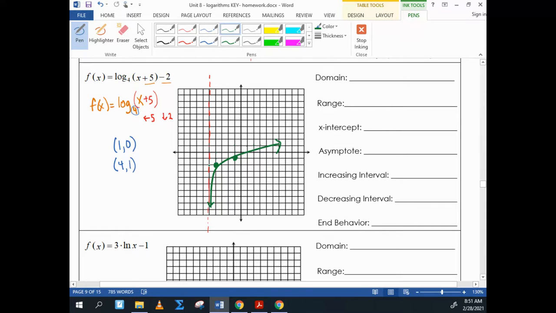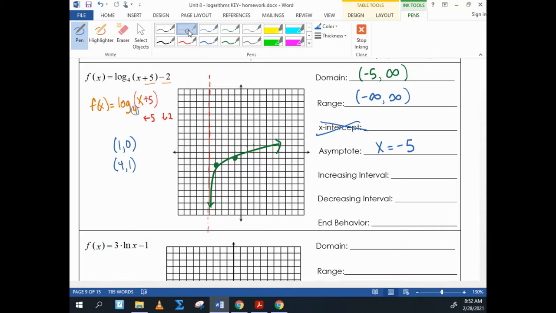All right, this time our domain switched again. Anytime you have a horizontal shift, domain is going to change. So this time the smallest x value I can get is negative 5. I just can't get anything to the left of negative 5, but it goes clear out to infinity there. Then my y values are always going to be negative infinity to infinity. This arrow goes up forever, this arrow goes down forever. Cross off the x-intercept. That asymptote was what we moved. We moved it left 5, so you're just going to say x is equal to negative 5.